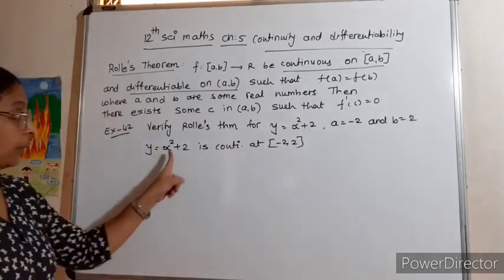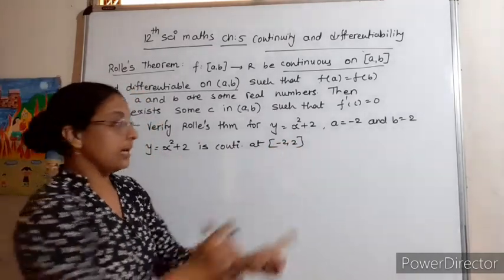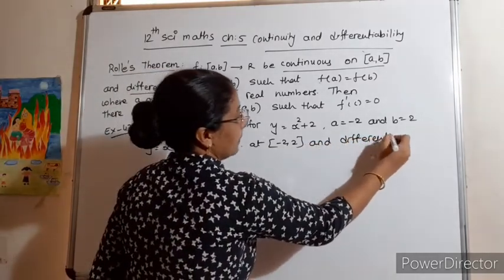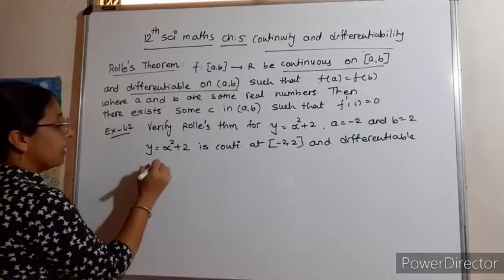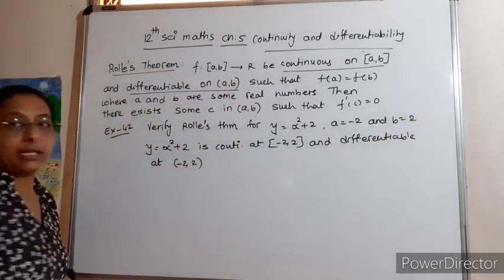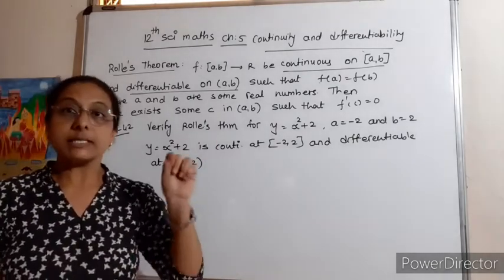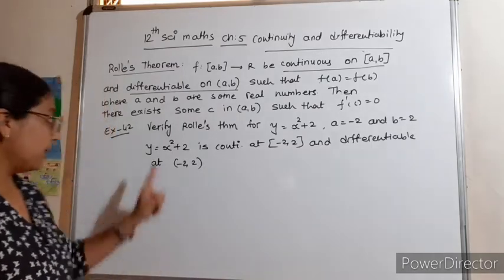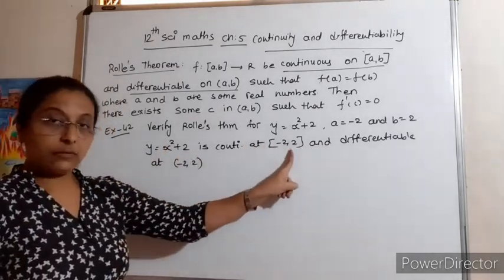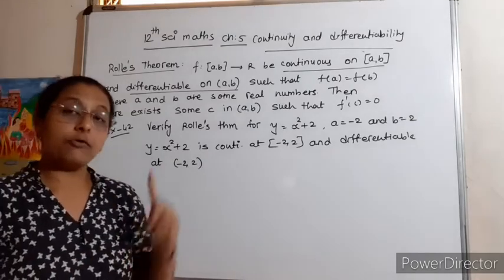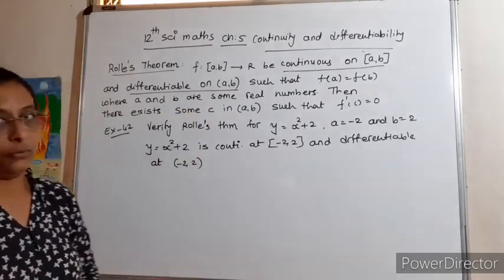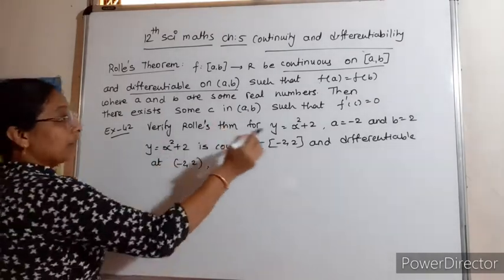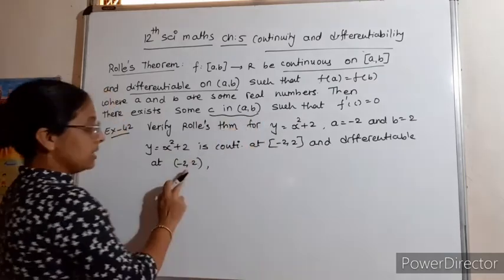We know that a polynomial function is continuous and differentiable at open interval minus 2 to 2. This is the first line in every sum that is compulsory for you to write. So that it is continuous at closed interval and differentiable at open interval is true for all polynomial functions, that we know. Then therefore f dash c belongs to this interval.